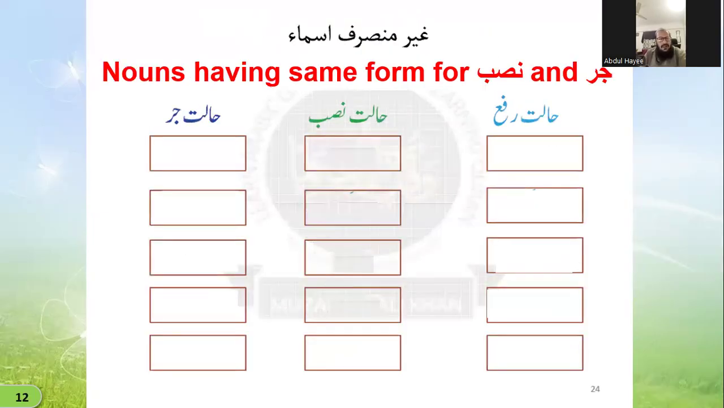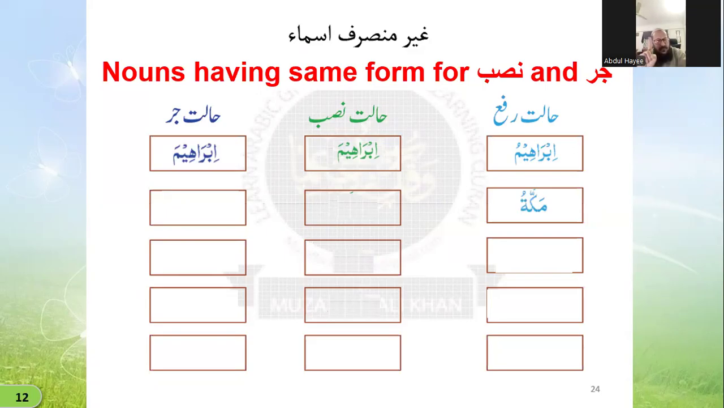What about the ghair munsarif asma? The nouns having same form for jar and nasb. They have a raf state with dhamma, just like Ibrahim has a dhamma. But in the jar and nasb, it is the same: Ibrahima and Ibrahima.